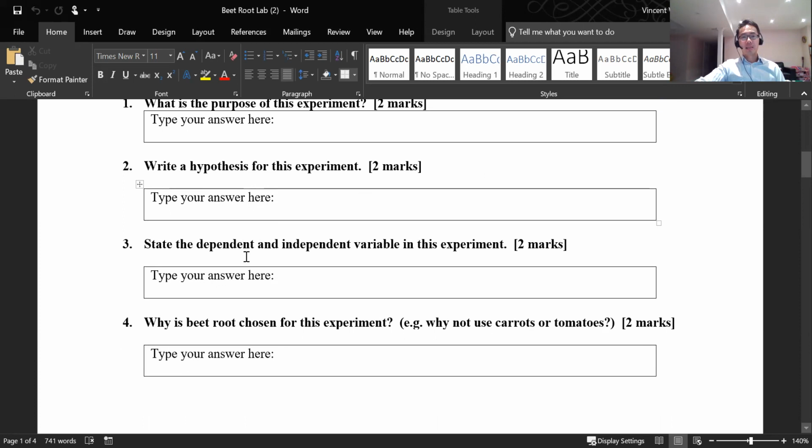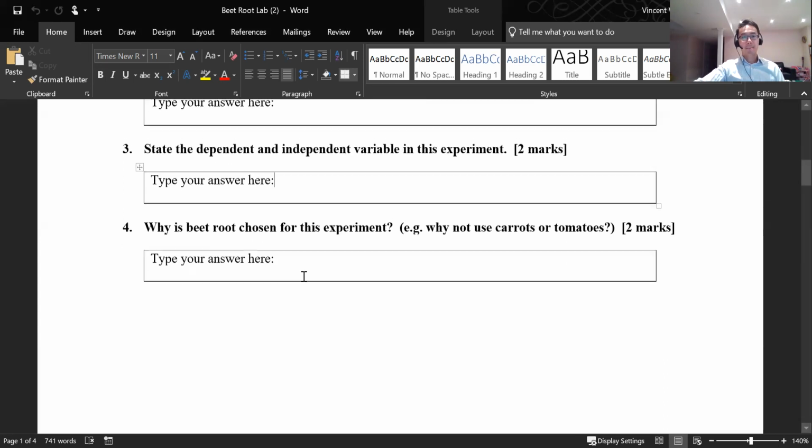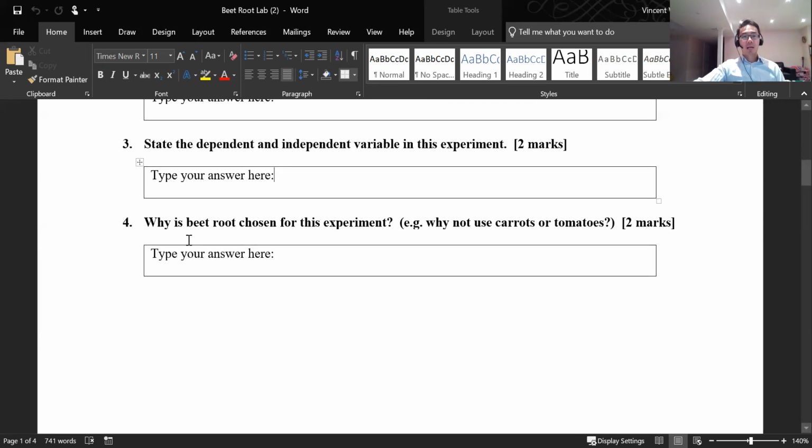Next one, the dependent variable is the color intensity. You can say the absorbance, whereas the independent variable is going to be the temperature. This one was poorly done. A lot of people said because the beetroot has the pigment, which is true, but then why not these other things? Make sure you address my question here.